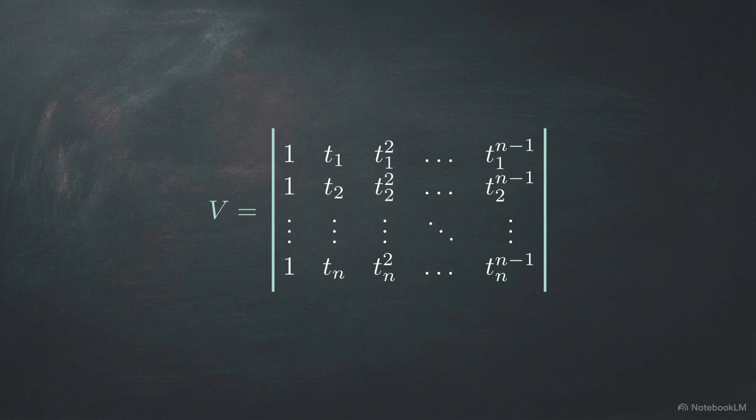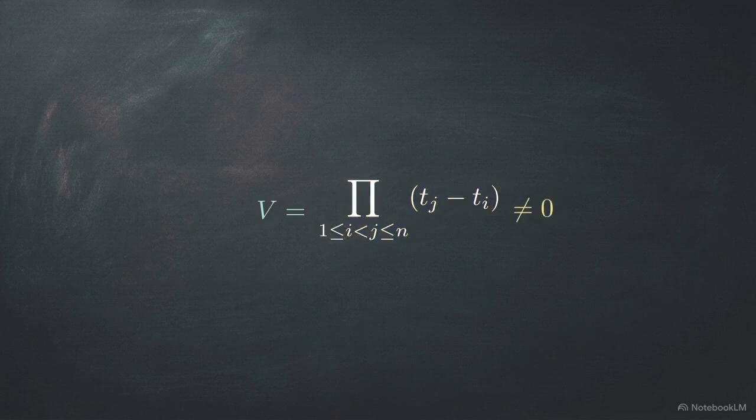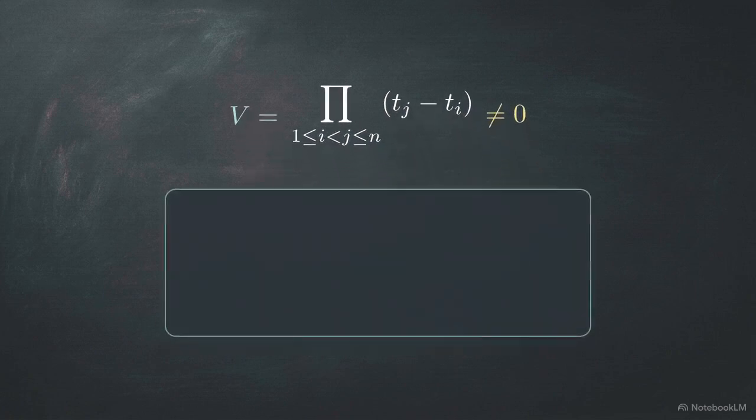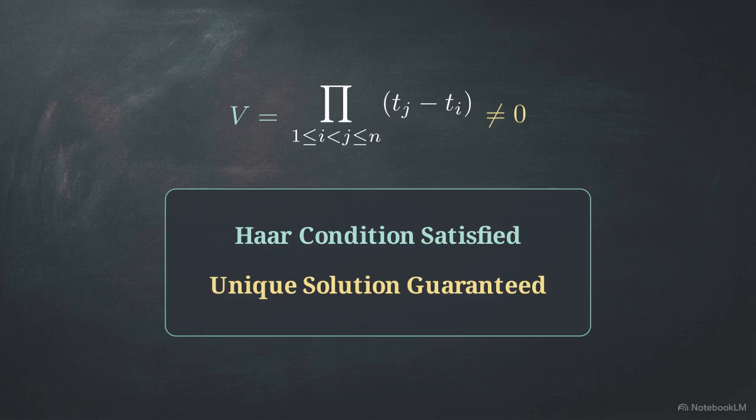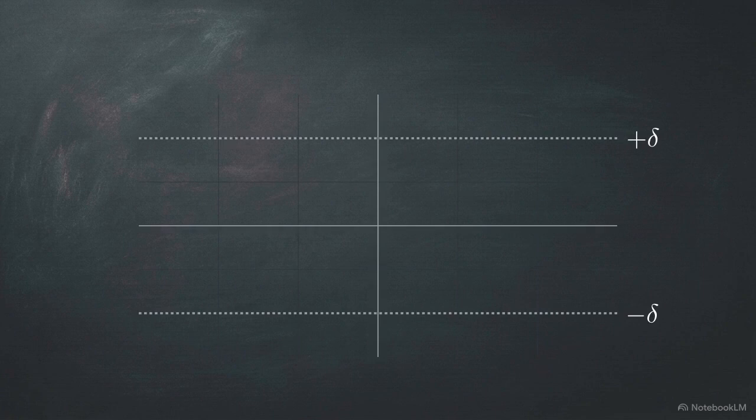Polynomials of degree n satisfy the Haar condition because they can have at most n roots. Mathematically, this ensures the Vandermonde determinant of the system cannot equal 0, guaranteeing a unique solution. The Haar condition proves that polynomials are not just convenient, they are a mathematically rigid standard for creating reliable, unique approximations. The equioscillation theorem tells us how to recognize a perfect fit.